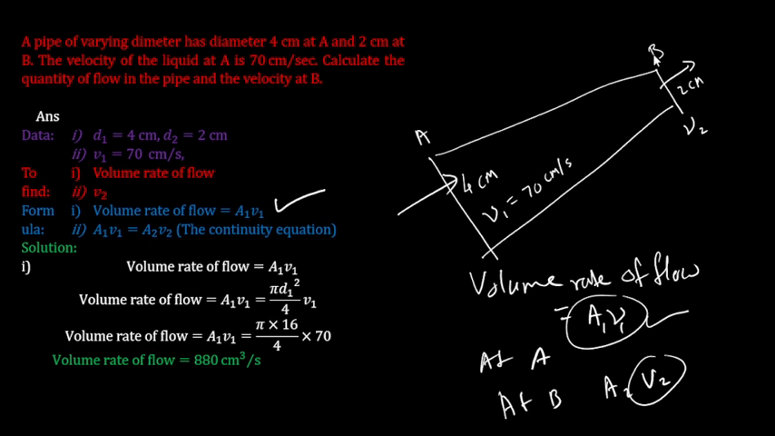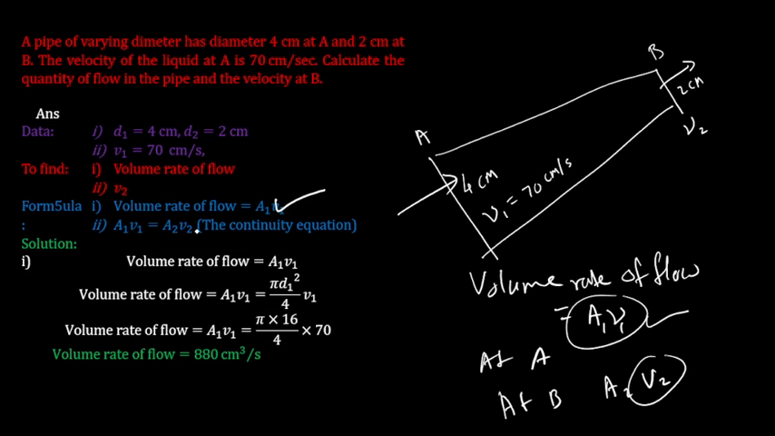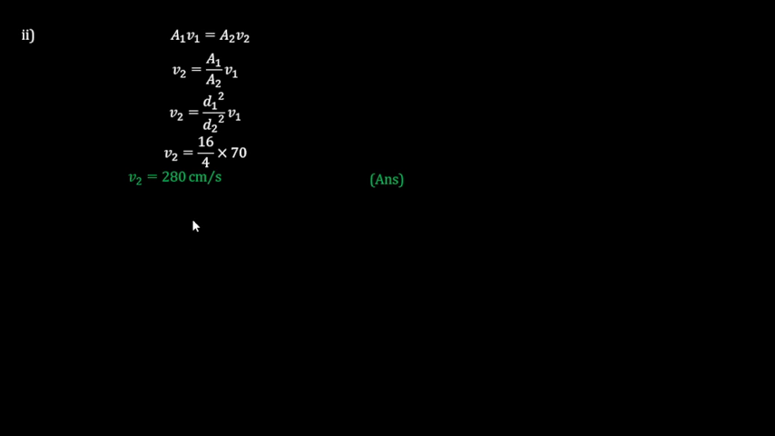Now we find the velocity of flow at end B. To find that, we use the continuity equation, the formula number 2. A1 V1 equal A2 V2, the continuity equation which dictates that the volume rate of flow is the same everywhere. So the volume rate of flow at end A equals that at end B. So using this formula, we simply rearrange it and get V2 equal A1 upon A2 times V1. We express area in terms of diameter, substitute the values, and then the velocity of flow is 280 centimeter per second.